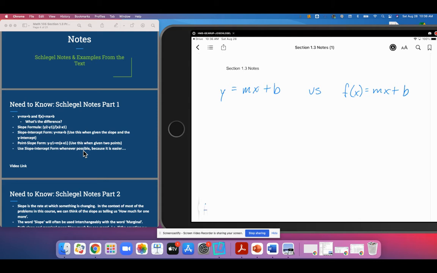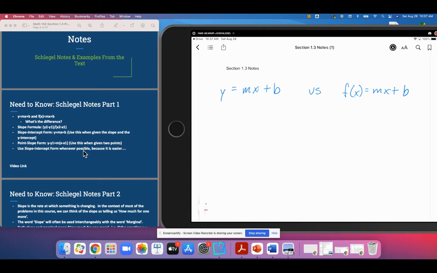So here in the Need to Know Schlegel Notes Part 1, we have something that I have found over the years to be confusing to many students, and that is the formula y equals mx plus b and the formula f of x equals mx plus b. People often wonder, what is the difference between these two formulas? And the answer is that there is no difference. They are exactly the same thing.